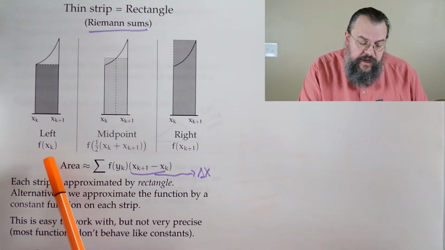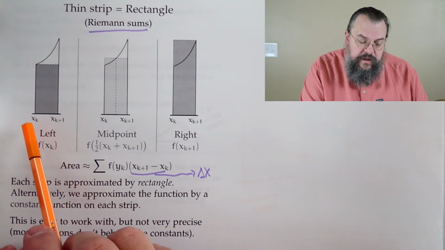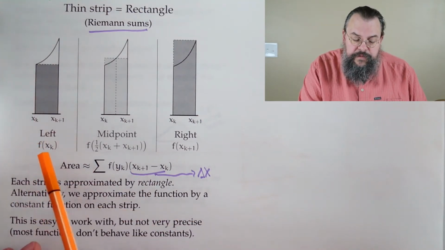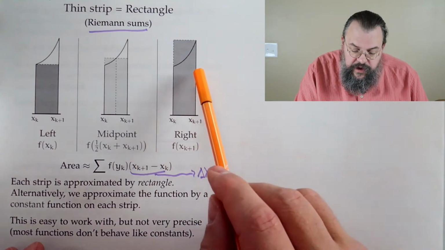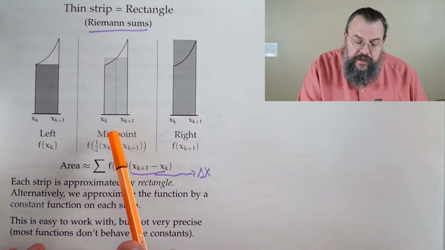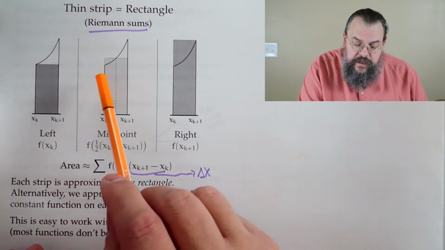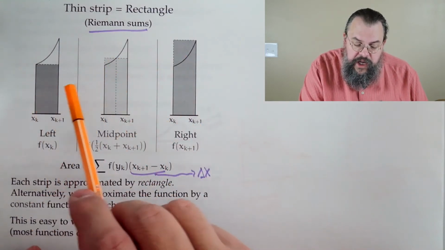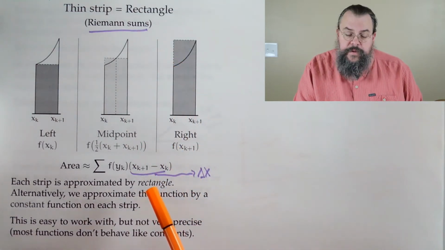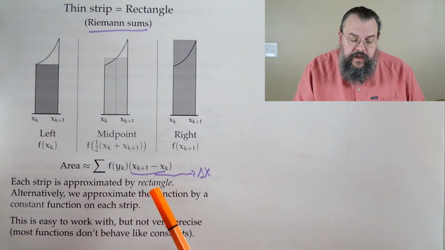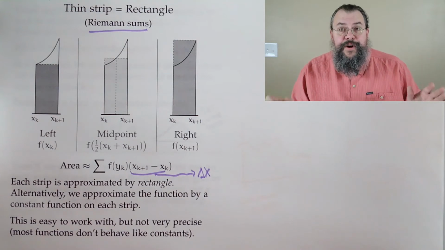So the left point says the contribution is take the function at the left end of that interval, take the function at the right end of that interval, and the midpoint, take the function at the middle of that interval. And that's the height. So again, each one of these is a rectangle, and we're approximating the area of each part.